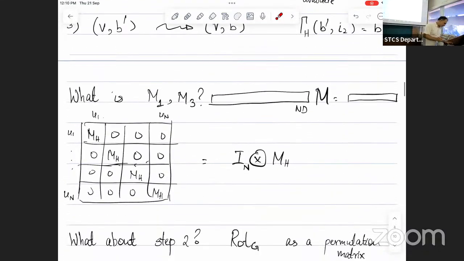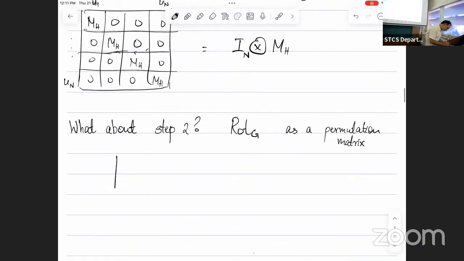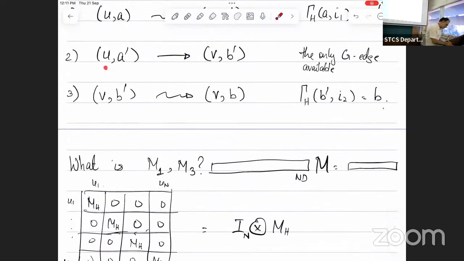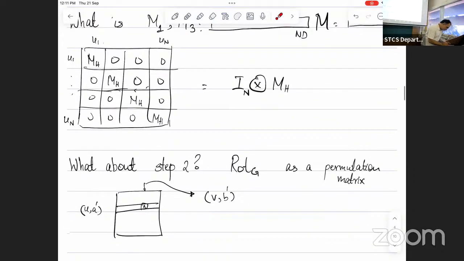I just want to say that this is the rotation map where, if I think of a row (u, a), there will be exactly one 1 in that row. The rest will all be zeros. And at which coordinate will this be? This will be some (v, b). In fact, let me put a' and b' because that's what we had here. (u, a') goes to (v, b'). There is a 1 in that particular coordinate if and only if Rot_G(u, a') equals (v, b'). Is that okay?